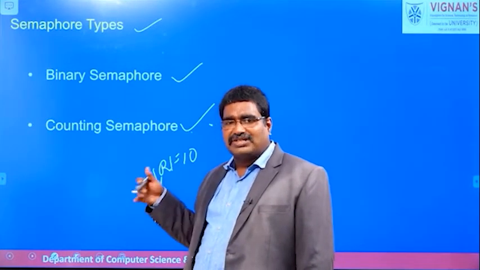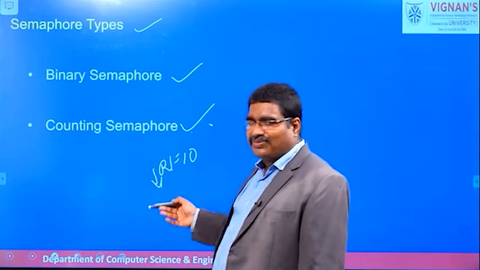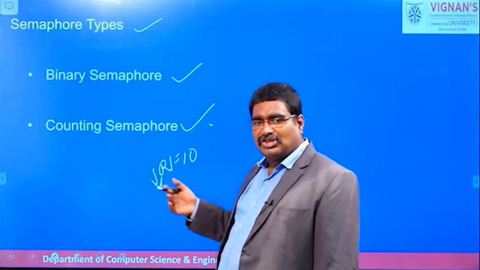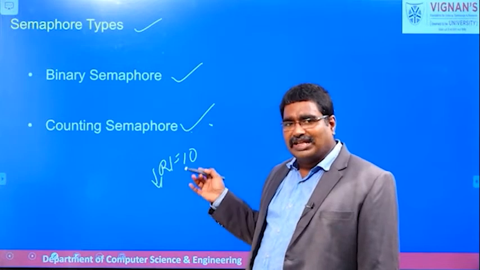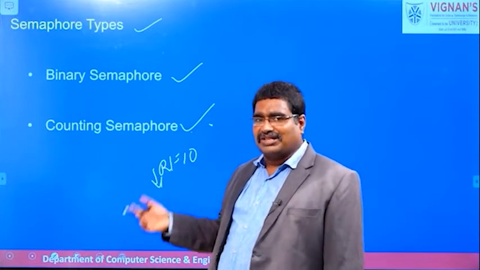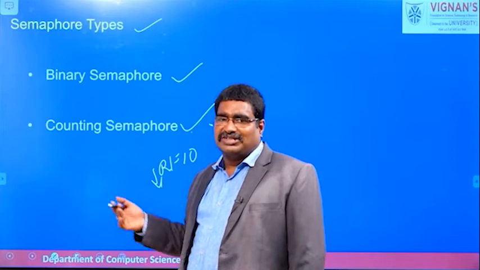If any process requires some more resources, it calls the wait function, and it stays in the wait, because there are no more resources available. Similarly, when any process releases the resources, it simply calls the signal function. So the semaphore value is increased by 1.